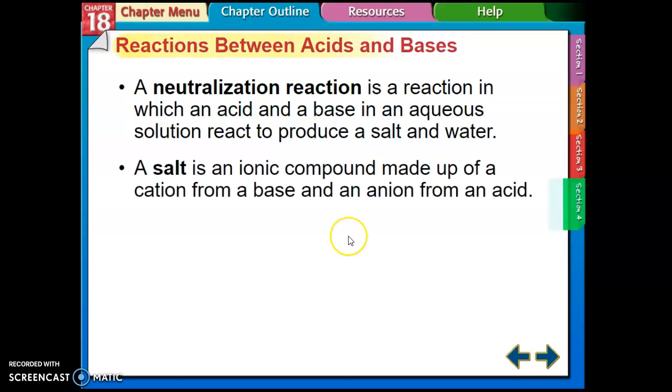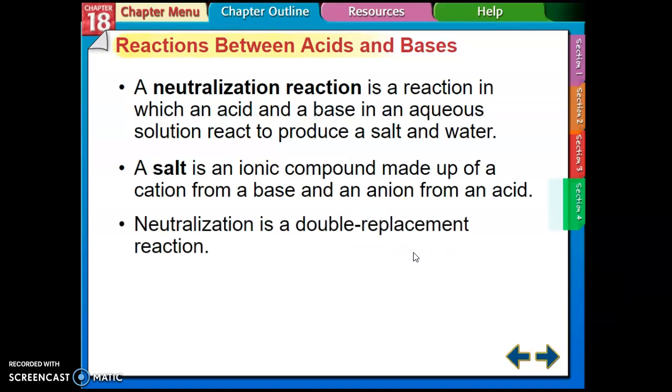The other product obviously being water, because like the title says, neutralization, water is a neutral substance. As I mentioned previously, a salt is an ionic compound made from the cation from a base, cation being the positive ion, and the anion, the negative ion, from the acid. It is a double replacement reaction. That should sound familiar from when we talked about reactions quite a long time ago, actually.